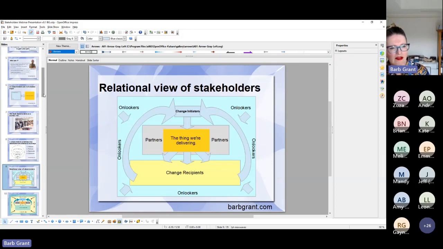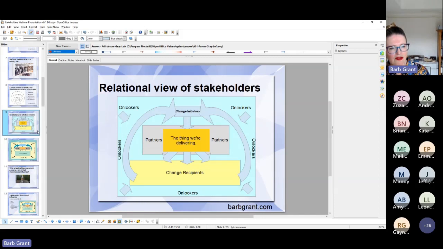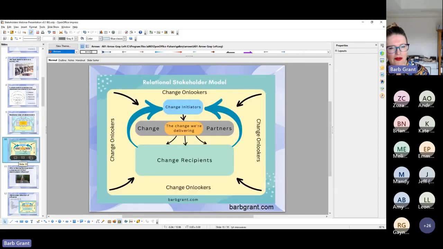Okay, and so what I actually did, if you had time to look at that, I actually created a bit of a takeout. So I took this model and I turned it into something a little bit more pretty via Canva. Again, so it's something we can just keep in our minds when we're first getting onto a piece of work and starting to suss out the change and what are the main relationships, who fits where in this model.